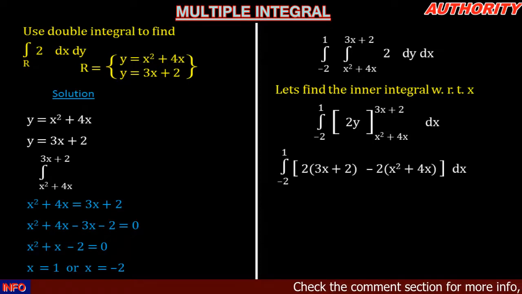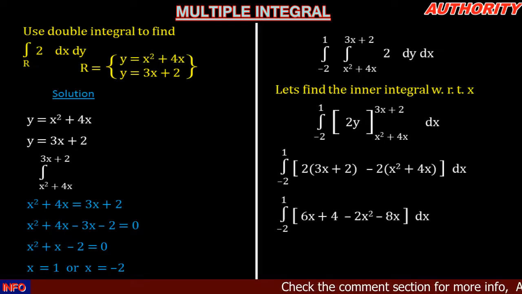Now let's simplify this. That means we're going to have the integral from minus 2 to 1. 2 times 3x is going to give us 6x, and 2 times 2 is going to give you 4. That is for the first bracket. In the second bracket, minus 2 times x squared is going to give you minus 2x squared, and minus 2 times 4x is going to give us minus 8x. So here we have the integral from minus 2 to 1 of 6x plus 4 minus 2x squared minus 8x in brackets dx. Alright, good. So in this place, let's simplify further.